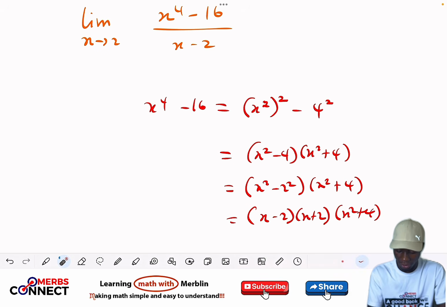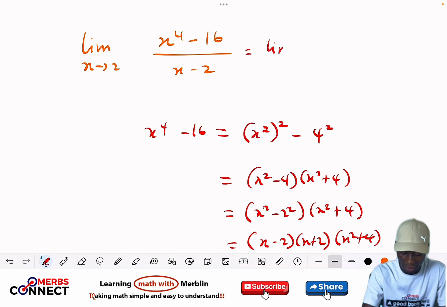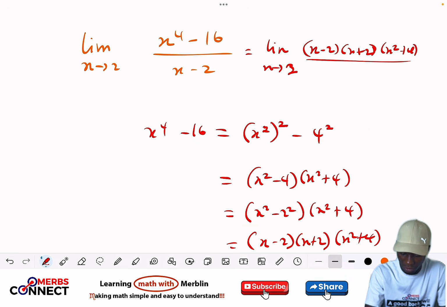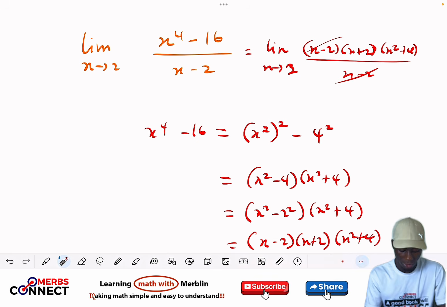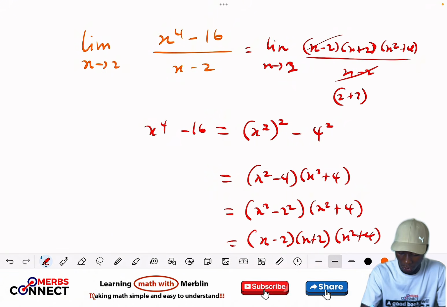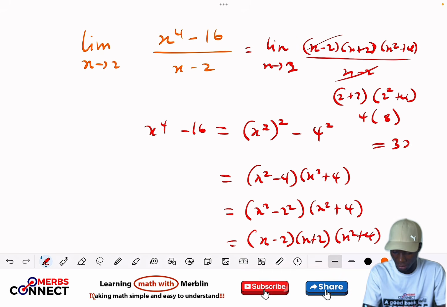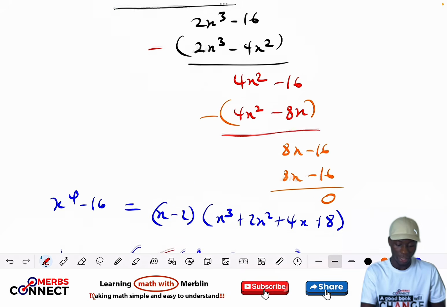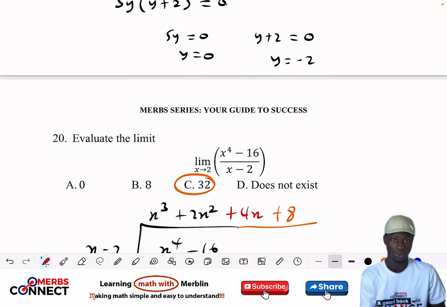So I can just plug this one there, and you see that when I do that, I'm going to have the limit as x approaches 2 of x minus 2, x plus 2, x squared plus 4, divided by x minus 2, so that this one cancels this. So I just plug in 2 inside this, and I'm going to have 2 plus 2, and then 2 squared plus 4. So this is 4 times, this is 2 squared is 4, so this is going to be 8. And 4 times 8 is 32, which is also the same thing, right? So anyways, we get the result, which is 32.